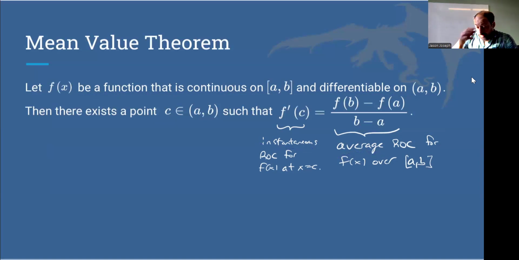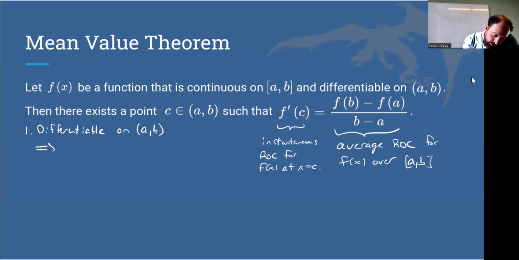So let's unpack these hypotheses a tiny bit. One thing to point out is that being differentiable at a point implies being continuous at that point. That was something we mentioned a while ago. So differentiable on the open interval from AB implies that you're continuous on the open interval from AB.